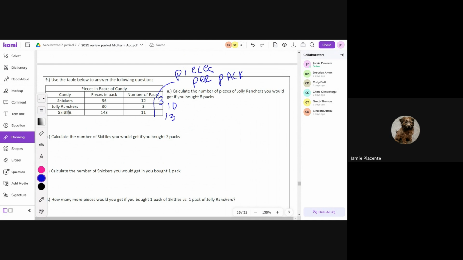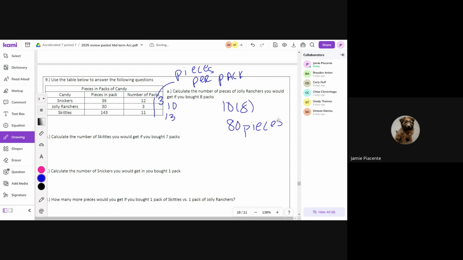We want Jolly Ranchers. So how many pieces are in each pack? 10. So we're going to take our unit rate, which is 10, multiply it by 8. We would get 80 pieces. Okay.